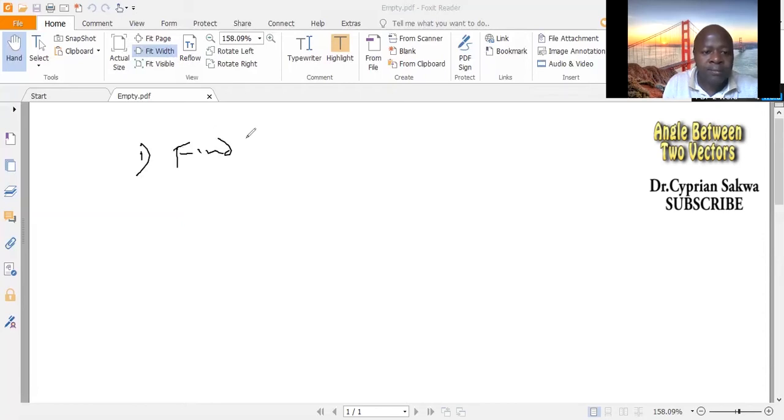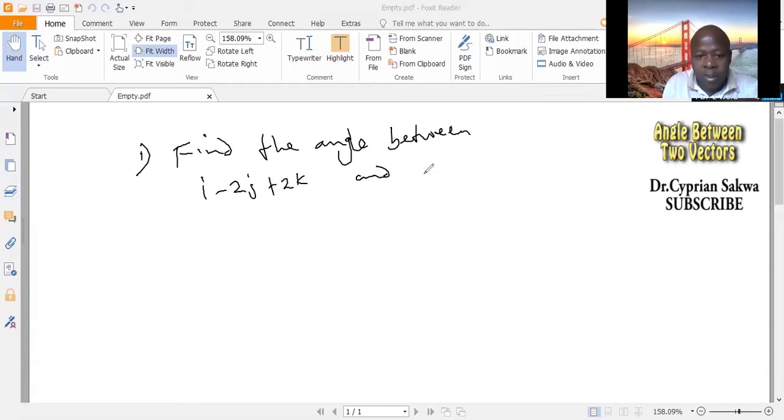Find the angle between i minus 2j plus 2k and negative 2i minus 6j minus 3k. So we want to find the angle between these two vectors. We'll be using the formula we already stated, and we begin by finding their dot product.